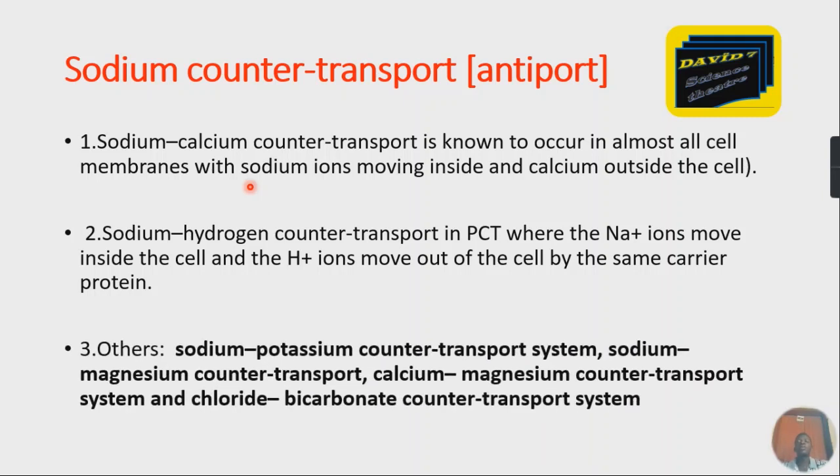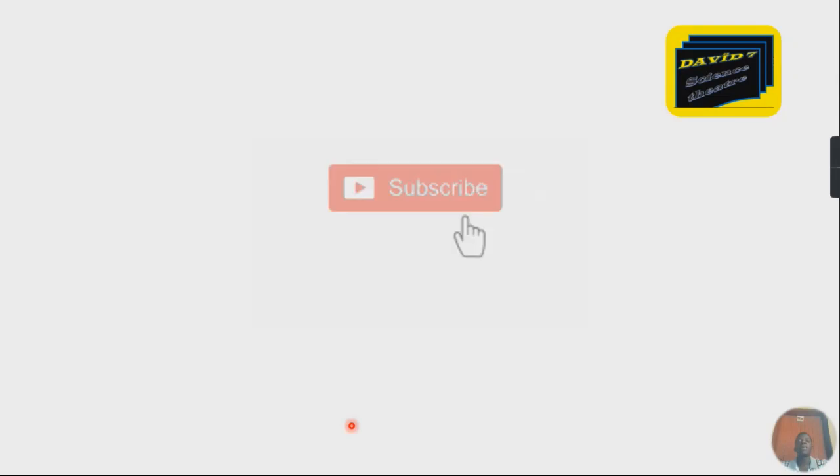Okay, others you can talk about a sodium potassium counter transport system, sodium magnesium counter transport system, calcium magnesium counter transport system, and also the chloride bicarbonate counter transport system. We see this chloride bicarbonate counter transport system in the red blood cells, okay? The chloride shift, all right, if you can recall, requires the chloride bicarbonate counter transport system.